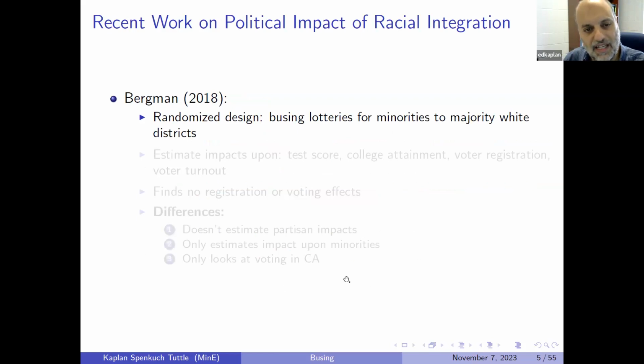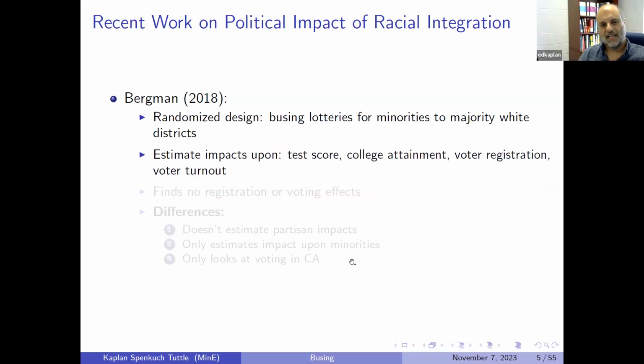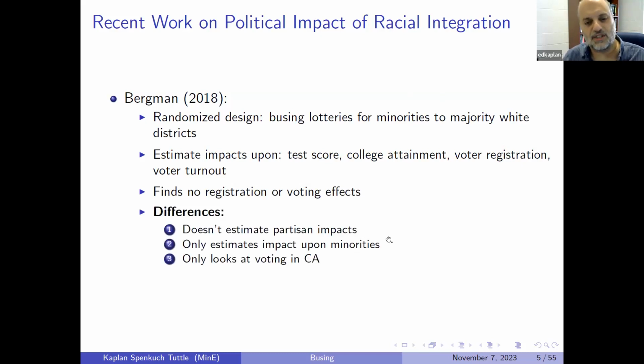Bergman, in 2018 in the JPE, used a randomized lottery design for minorities to come to majority white school districts in California. He estimated the impact on test scores, college attainment, voter registration, and voter turnout. He does not look at partisanship. He doesn't find any registration or voting effects. Relative to what he does, there are some differences.